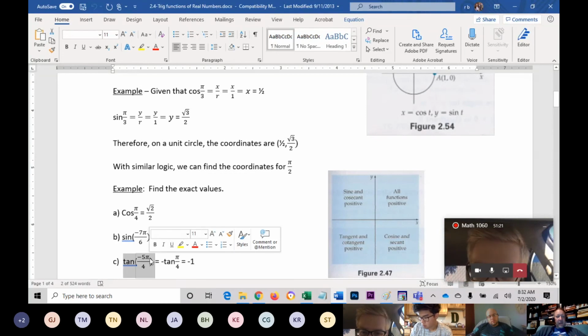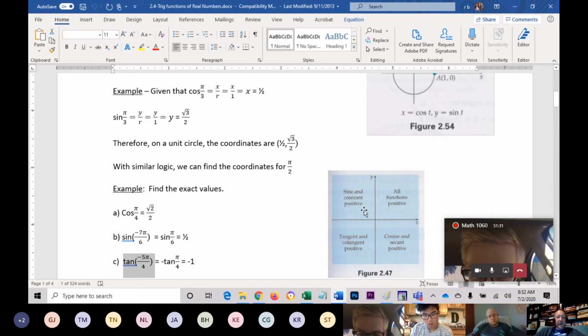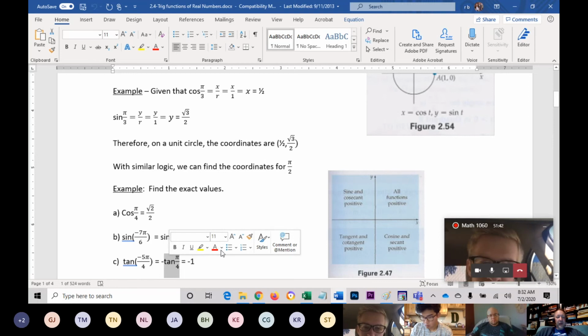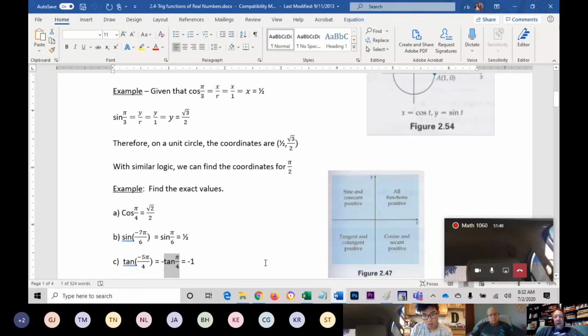The tangent of negative 5 pi fourths. So remember, if we're measuring this in the negative direction, okay, this is pi, and then we're going to go pi fourths back here. So that also puts us in quadrant 2. And so that's going to be a negative 1. Because remember, the tangent of pi fourths is positive 1. And so anyway, questions on that, or are we good there?